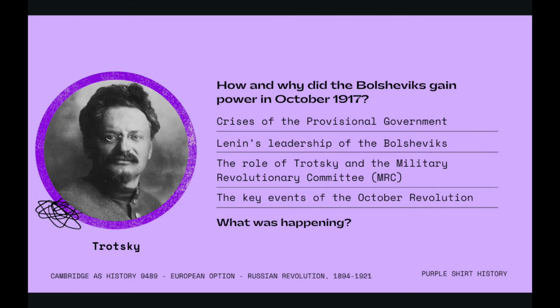The Military Revolutionary Committee is set up, which is an armed wing of the government. This is in response to a few events that I'll mention very briefly, and you can research them. One is called the July Days, and the other one is called the Kornilov Affair. So those are the two key events in between the massive revolutions in 1917.